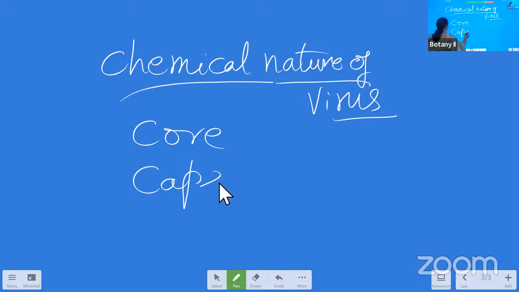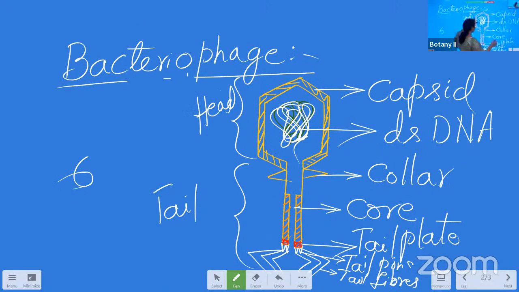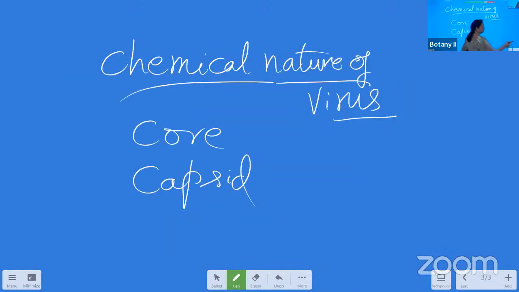If you have seen in the bacteriophage and the TMV, we are having the central core and this is the capsid. And here also capsid and the core. That's the one what we are going to say in the chemical nature of the viral organisms. Viral organisms, chemical nature, it is made up of core and the capsid. What is meant by core and what is meant by capsid?